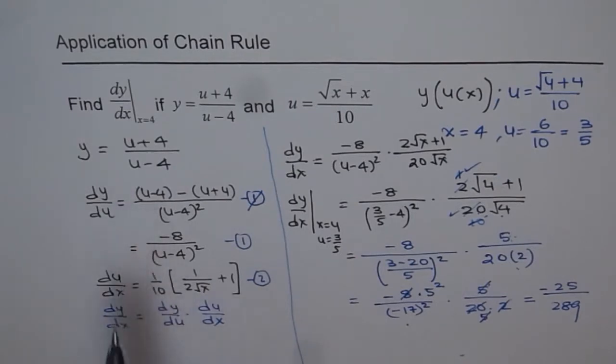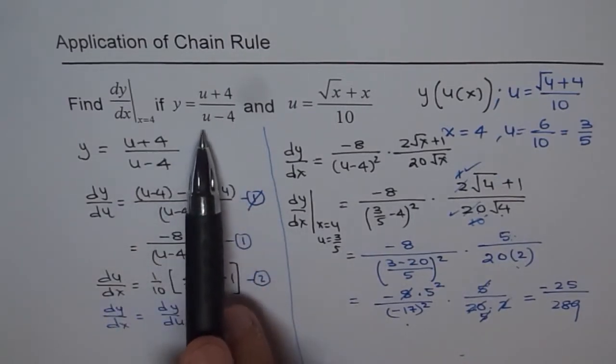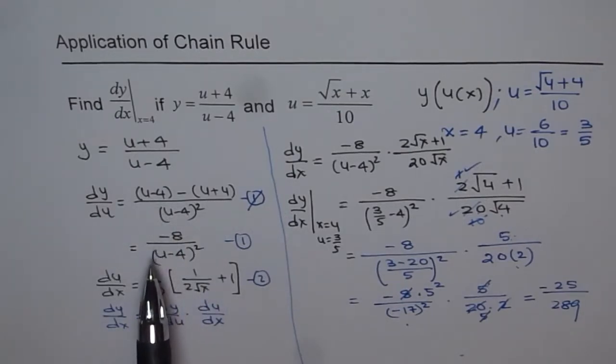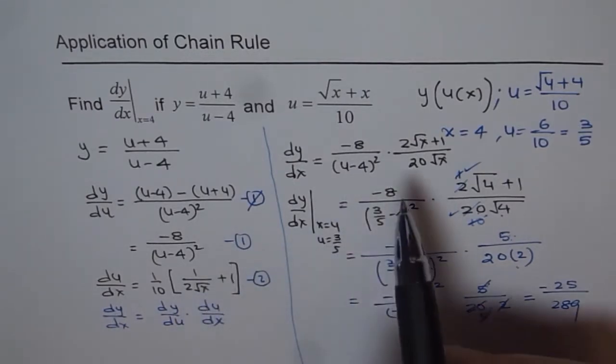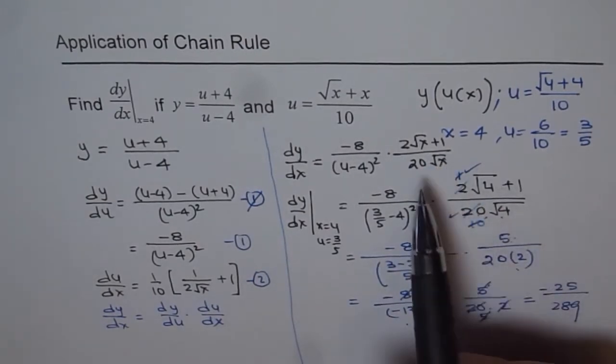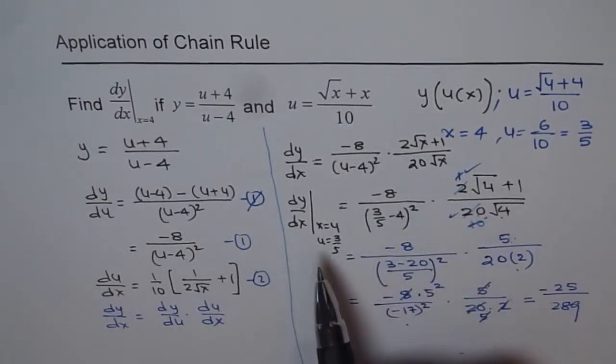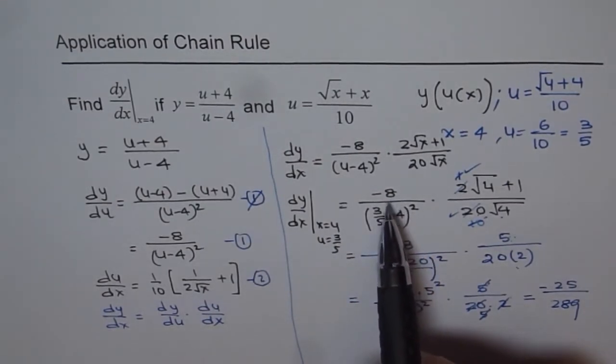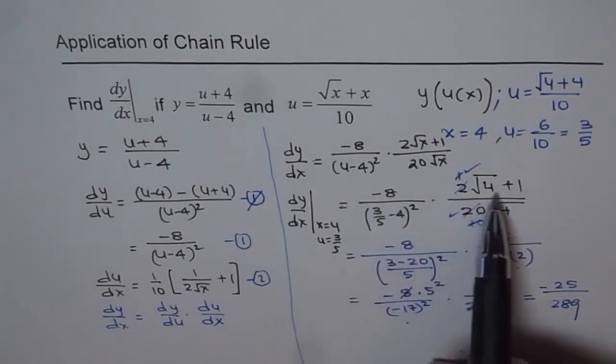So what we had here is we had a function y equals to u plus 4 divided by u minus 4, and we found the derivative using quotient rule, and then we calculated this to be minus 8 over u minus 5 whole square, right? And then we did derivative of this, and we found that to be 1 over 10, 1 over 2 square root x plus 1. Now, dy dx is product of these two, which we multiplied here, and then we try to simplify this expression after placing x equals to 4 and u as 3 over 5. So at this stage, it is minus 8, 3 over 5 minus 4 and all this.